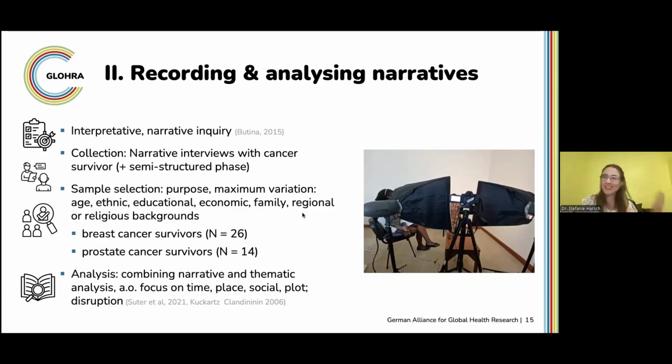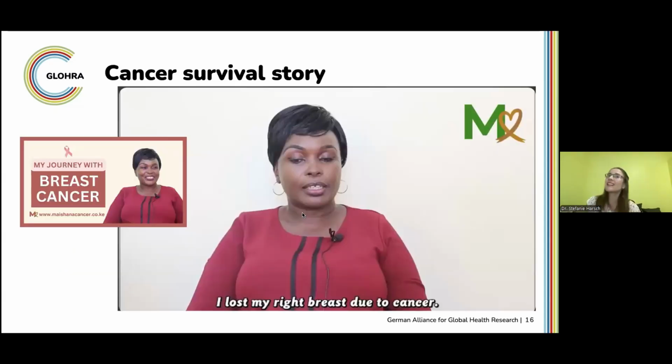Initially, we wanted to have 20 breast cancer survivors and 20 prostate cancer survivors, but it was utterly difficult to convince prostate cancer survivors or to motivate prostate cancer survivors to participate in that study because, quote, men stay in their closet and they don't want to talk about their health, and specifically not when they're ill. For the analysis, we combined different narrative and thematic analysis, focus on time, place, slot, plot and disruptions, but also the general ones. Here's just one picture of one of the stories.